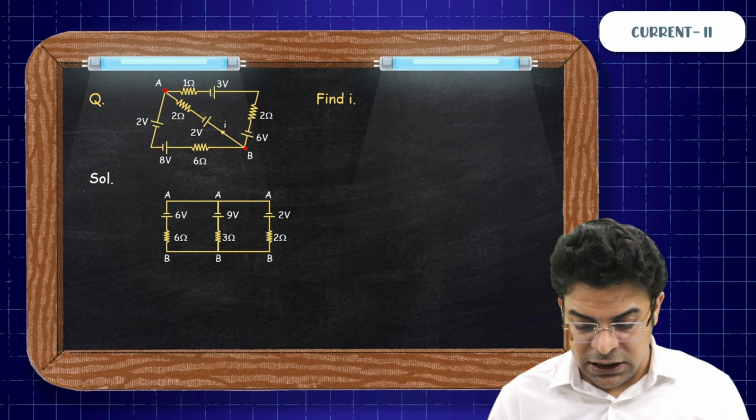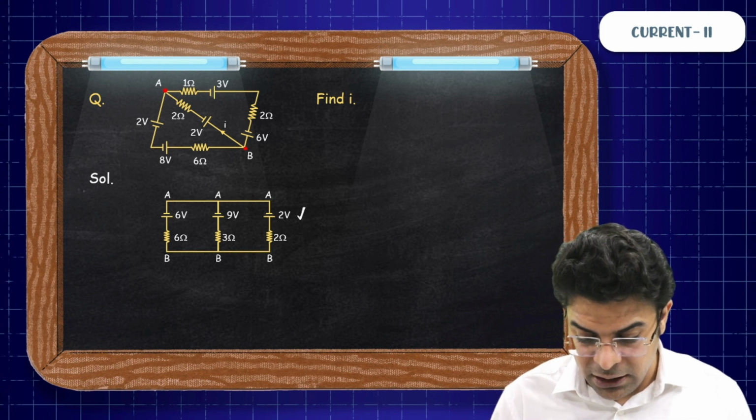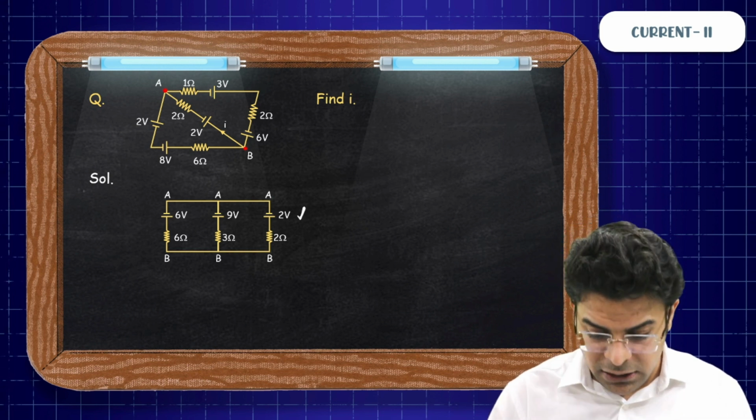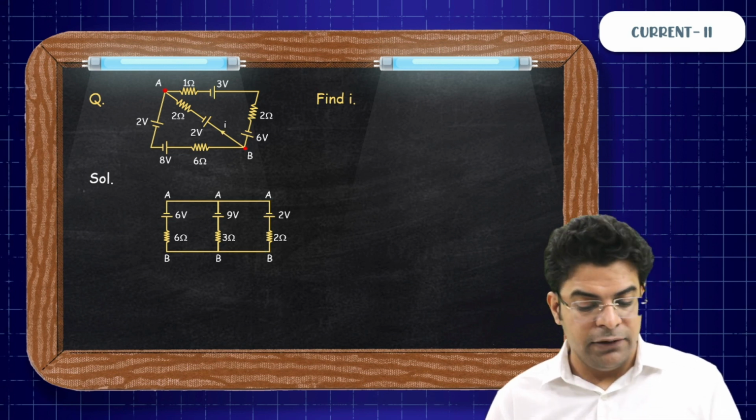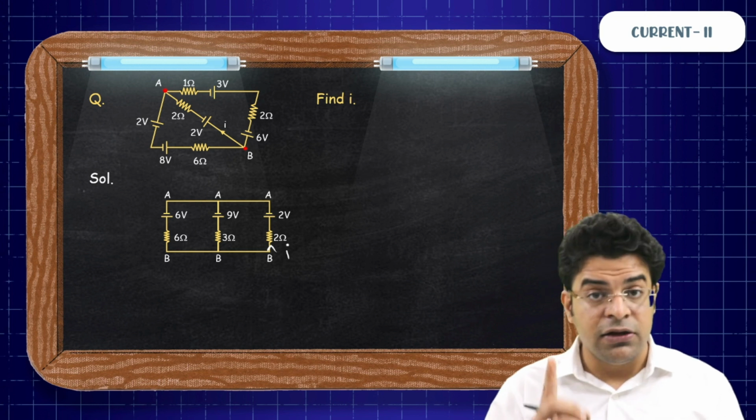Now our mission is to find the current in the third one. In the third line, the current is marked from B to A. So our mission is to find I, right? Our mission is to find I in the third line from B to A.